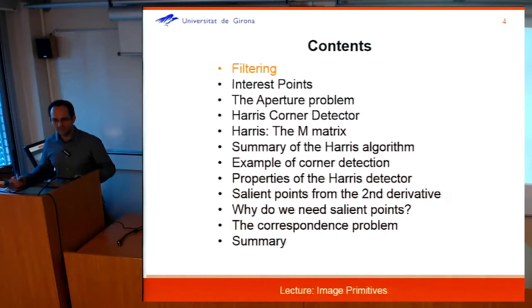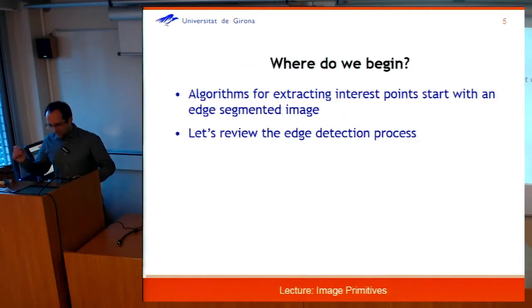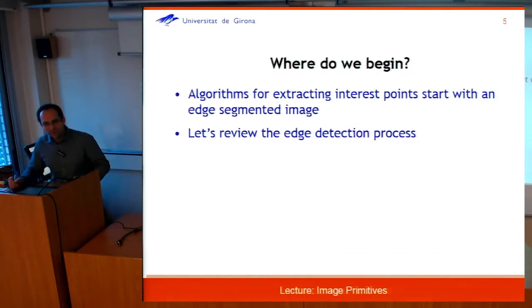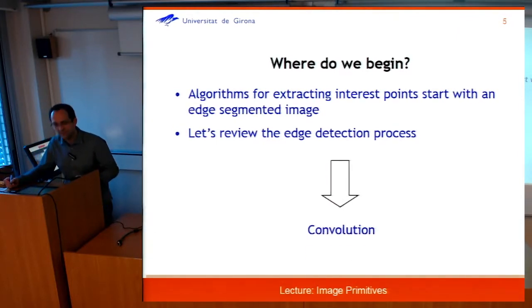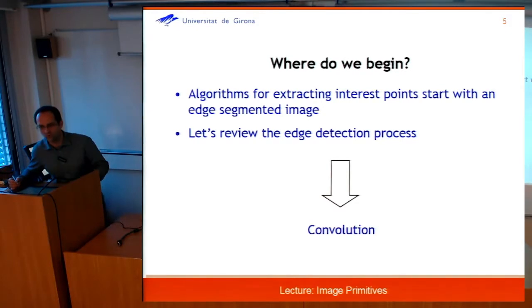So let's start with the filtering. Normally, if we want to extract points from images, we need to use an edge-segmented image. So let's see how we detect edges in images. I think you saw this already, but the solution is to use a convolution. The convolution is a very important mathematical operation that we use in images, and you have probably seen this before.